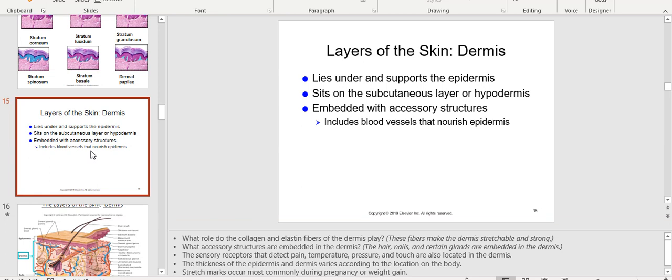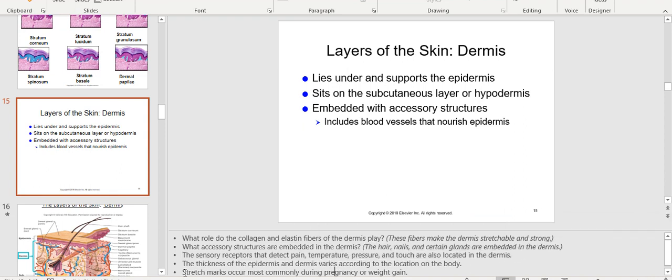What do we got here? Now we're into the dermis. It lies under the epidermis, but sits on top of the hypodermis. This is where your blood vessels are. The whole role of feeding everything happens here. What role do the collagen and elastin fibers of the dermis play? These fibers make the dermis stretchable and strong. What accessory structures are embedded in the dermis? Well, of course, you've got the hair, the nails, certain glands.